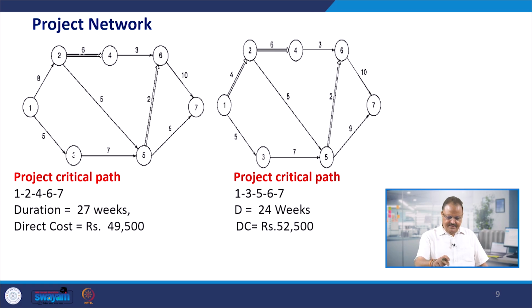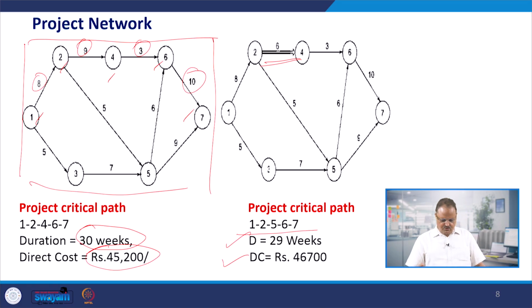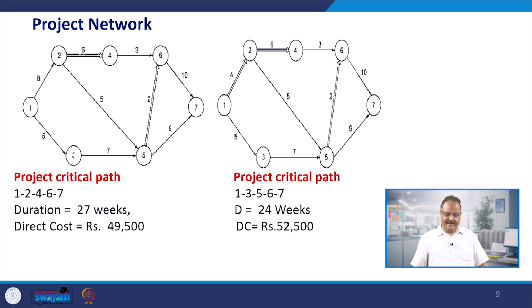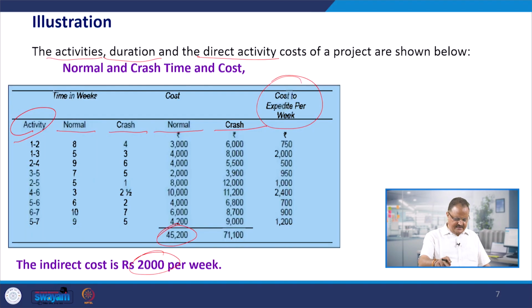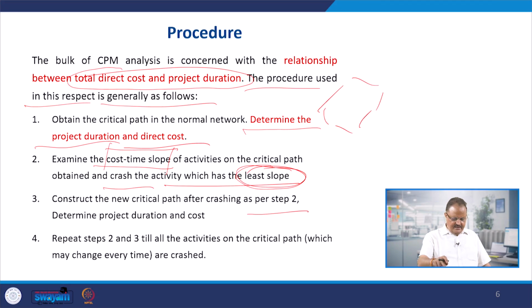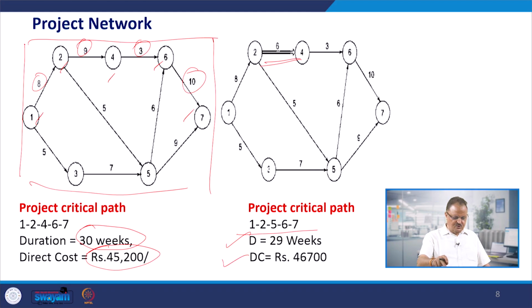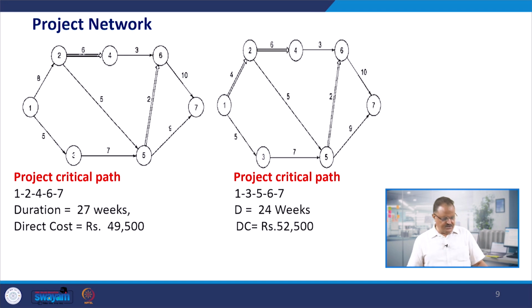Then we try to find out what the new critical path is. This is the new critical path: 1, 2, 5, 6, 7. And on this new critical path, is there any activity which can be crashed having the least slope, that is, the time and cost slope? It is clearly given that the cost and time slope should be the least. So, is there any activity where the time and cost slope is least?